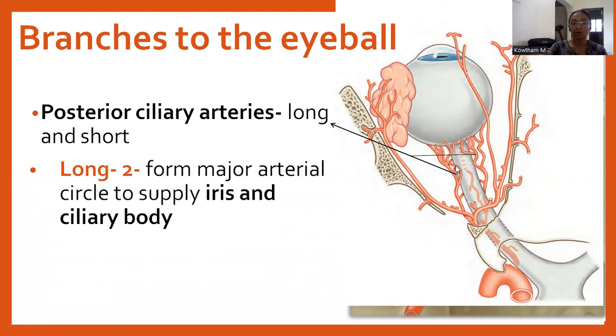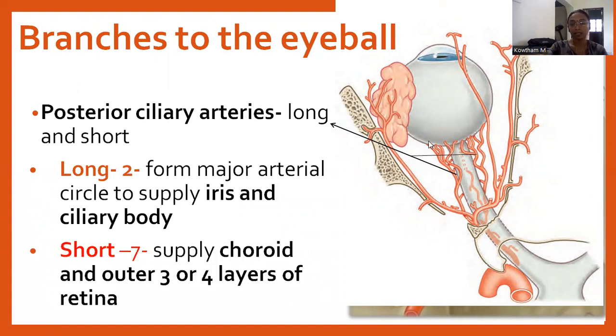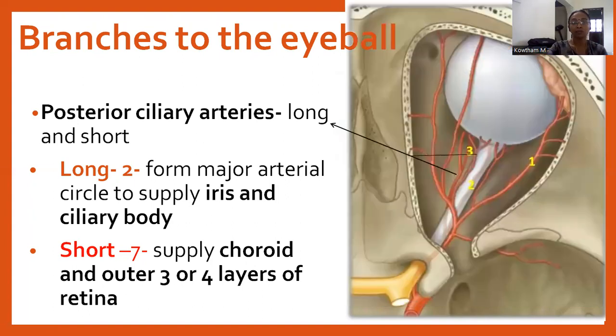If you see, the long arteries are two. They form a major arterial circle around the eyeball to supply the iris and the ciliary body. And the short ciliary arteries supply the choroid and outer 3 or 4 layers of the retina. Okay, so this choroid, iris, and ciliary body are the middle vascular coat of the eyeball. Okay, so clear about the posterior ciliary artery? So now the branches to the eyeball are two arteries, the central artery of the retina and the posterior ciliary artery.